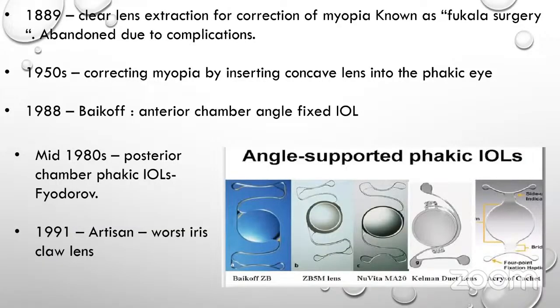In 1889, clear lens extraction for correction of myopia, known as Fukala surgery, was abandoned due to complications. In the 1950s, myopia was corrected by inserting a concave lens into the phakic eye. In 1988, BICOP, the anterior chamber angle fixed IOL, was introduced. In the mid-1980s, posterior chamber phakic IOLs were invented by Fedorov. In 1991, Artisan, the worst iris claw lens.